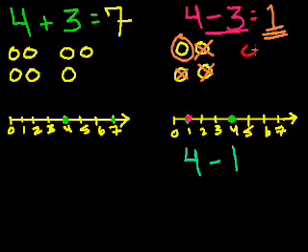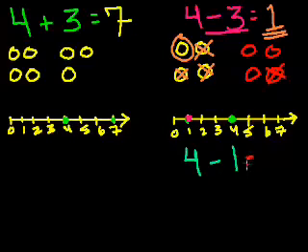Let's say I had 1, 2, 3, 4. I have a new pen. Sometimes it doesn't draw right. Let's say I had 4 apples, right? This is the example we're dealing with. And I were to eat one of them. So one of them were to go away. How many apples would I have left? Well, 3. 1, 2, 3. So 4 minus 1 is equal to 3.